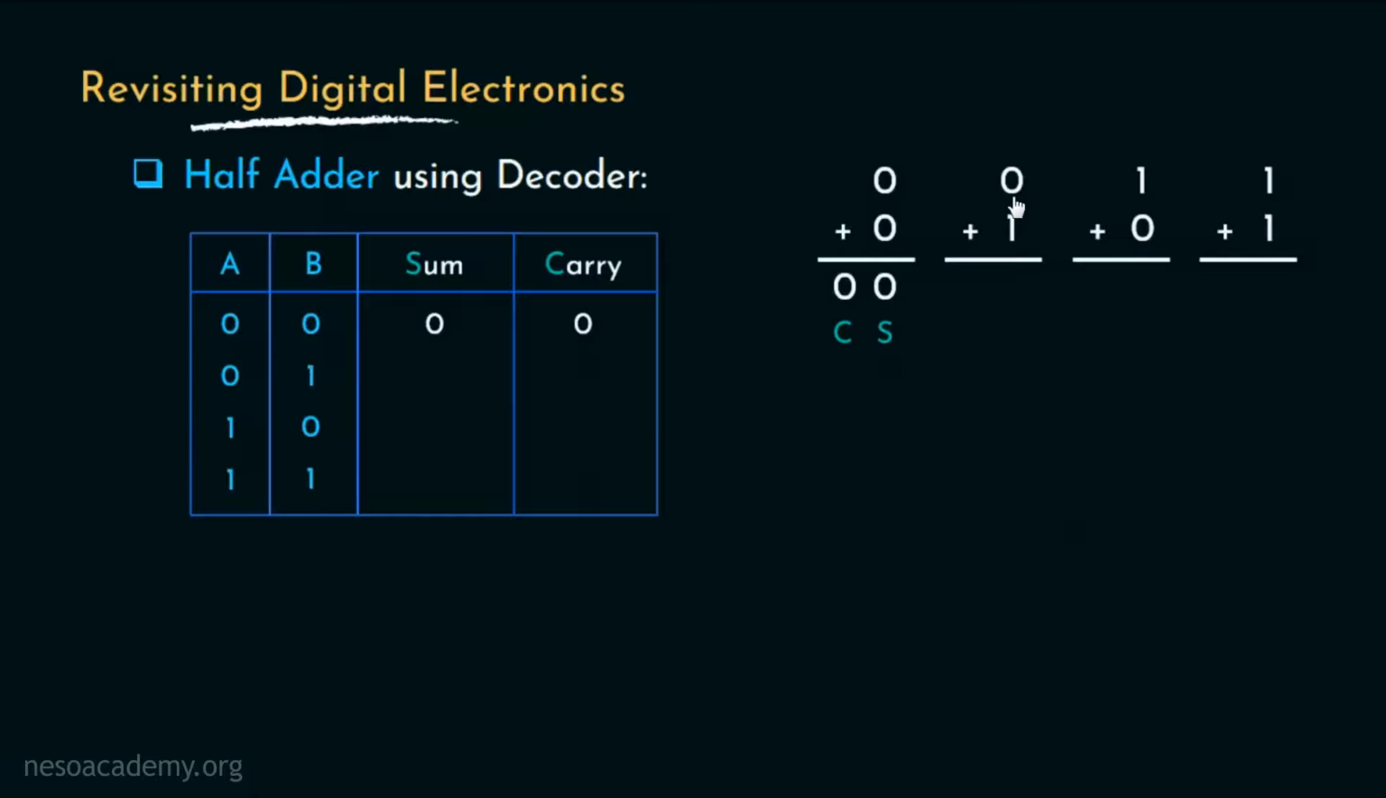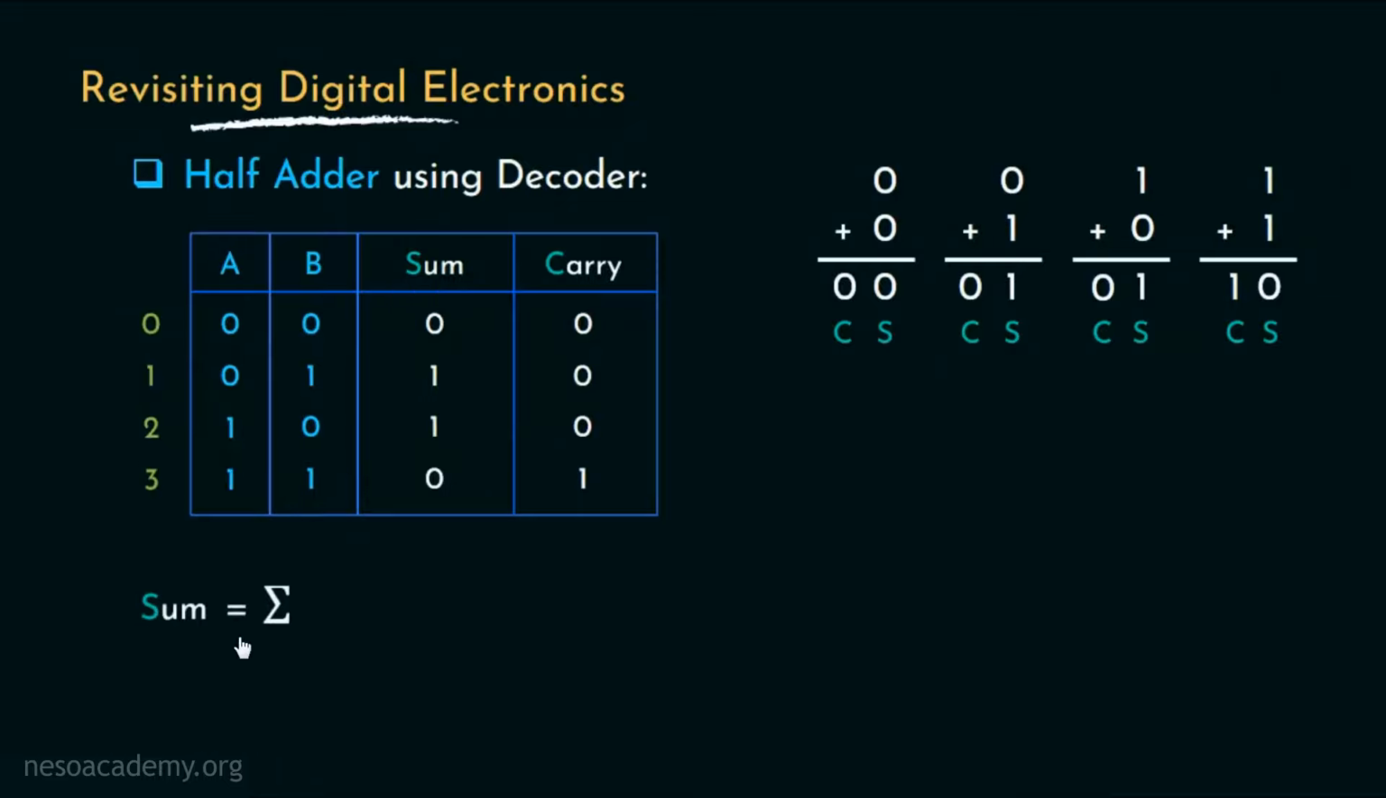Now when we add 0 and 1, we acquire 1 as sum and 0 as carry. Similarly, when we add 1 and 0, we again get 1 as sum and 0 as carry. Finally, adding two ones gives us 0 as sum and 1 as carry. Now minterm wise, this is the minterm 0, this is 1, this is 2, and finally the last one is 3. So the function sum is the SOP of the minterms 1 and 2. And the function carry is the minterm 3 itself.